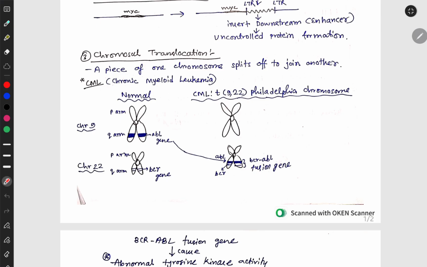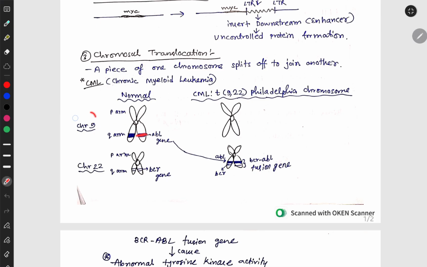There is an important example of this chromosomal translocation which occurs in CML, that is chronic myeloid leukemia. It usually occurs in chromosome 9 and chromosome 22. Let's discuss the normal phenomena and what occurs in CML. So suppose this is the normal chromosome 9 and normal chromosome 22. Chromosomes have one P arm and one Q arm. And you have to remember, in chromosome 9, in the Q arm, there is a normal gene present, that is the ABL gene. ABL stands for Abelson murine leukemia gene.